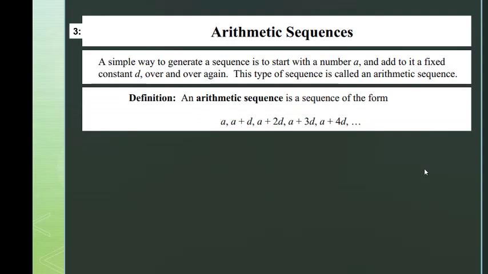So it can be in the form of a, which is the first member in the sequence, and we add to it a constant, which we will call the common constant of the sequence. We add it once, and another twice, and thrice, and 4 times, and so on, to the first member, which is a.